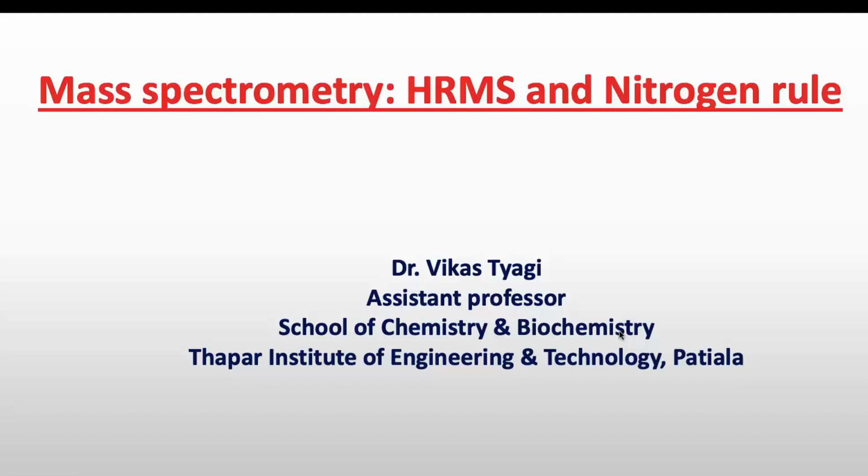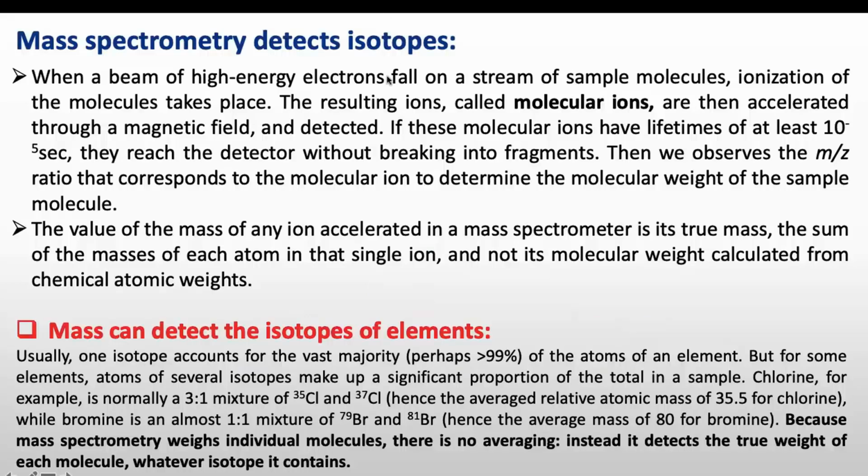Everyone. In this video, I will talk about the HRMS, that is High Resolution Mass Spectra, and the Nitrogen Rule. So let's first revise some mass spectrometry technique. When a beam of high energy electrons falls on a stream of sample molecules, that is molecules in the vapor phase, ionization of the molecules takes place in an ionization chamber, and the resulting ions, called molecular ions, are then accelerated through a magnetic field and detected by the detector.